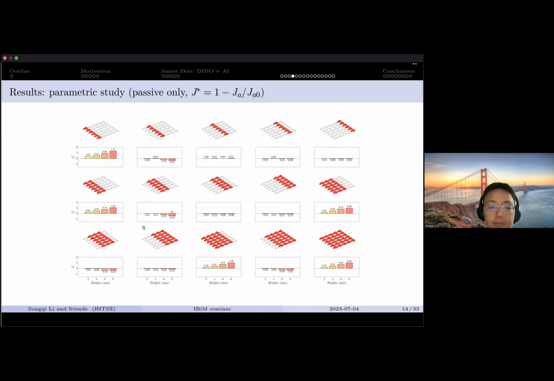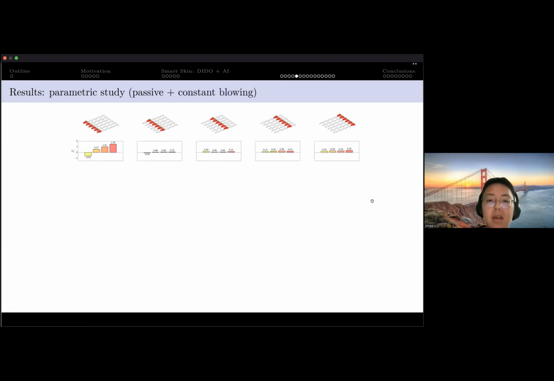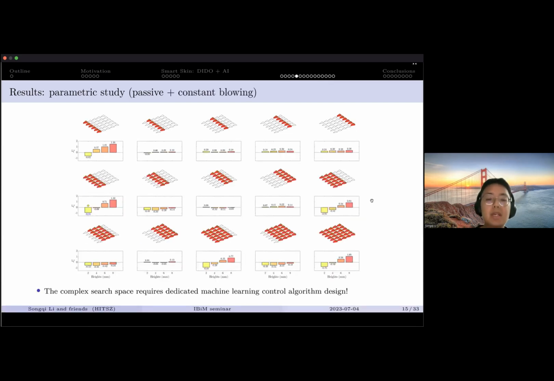So all these types of patterns will mean that it is really hard if you just perform trial and error. It is hard to really find guaranteed results from this parametric study. And the next thing we did is we also add active control on top of the passive patterns.